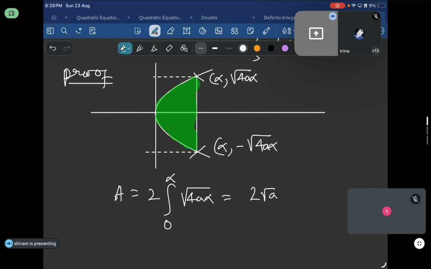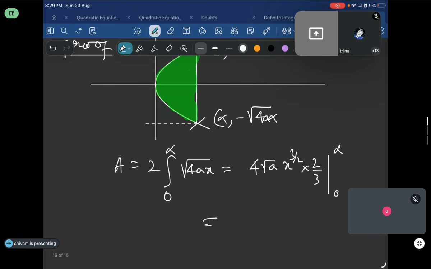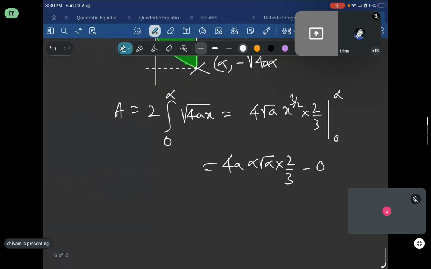2 into root over a, 2 into 2 is 4, 4 into root over a into x to the power 3 by 2 into 2 by 3. So the line is parallel to the x-axis for y square equals 4ax, passing through the origin. 4a into alpha root over alpha into 2 by 3 minus 0. So am I getting the result? Oh no, this should be 2.